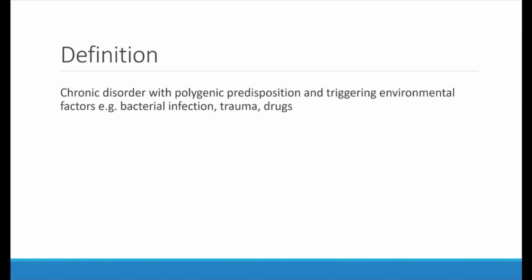Psoriasis is defined as a chronic disorder with polygenic predisposition and triggering environmental factors. For example, bacterial infection, trauma, and drugs.